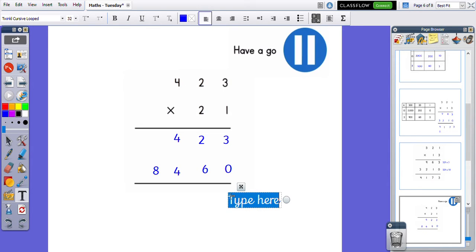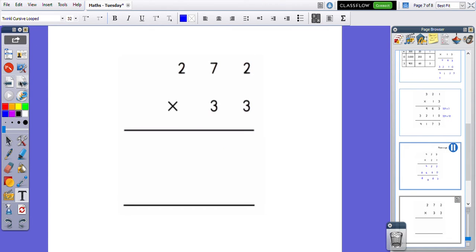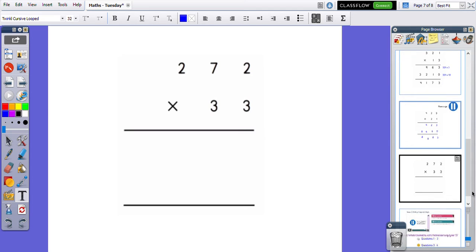So I've got 3 add 0 is 3. 6 add 2 is 8, 4 add 4 is 8, and 8 add 0 is 8. So our answer you should have had is 8,883. Okay, let's have a look at the next one. So again, you've got 272 multiplied by 33. So pause the video and have a go, and then we will come back.